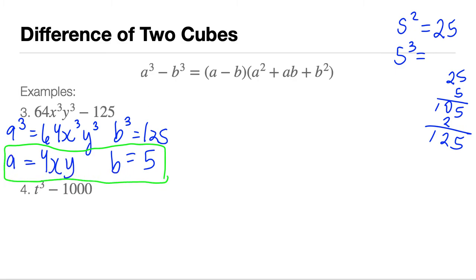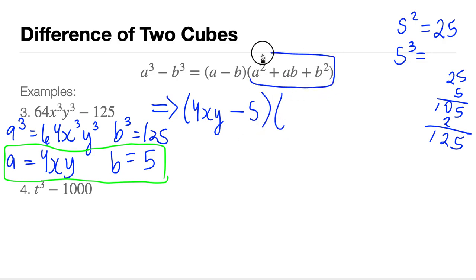Okay, so this is our A, that's our B. And yeah, let's follow this formula here. A minus B, that's 4xy minus B, which is 5. So we have 4xy minus 5. And then we're going to follow this trinomial formula here.